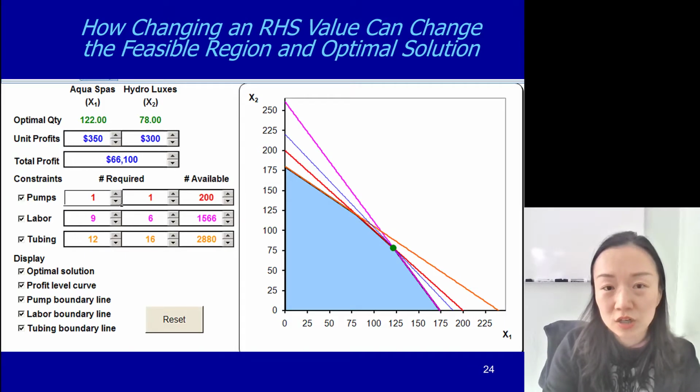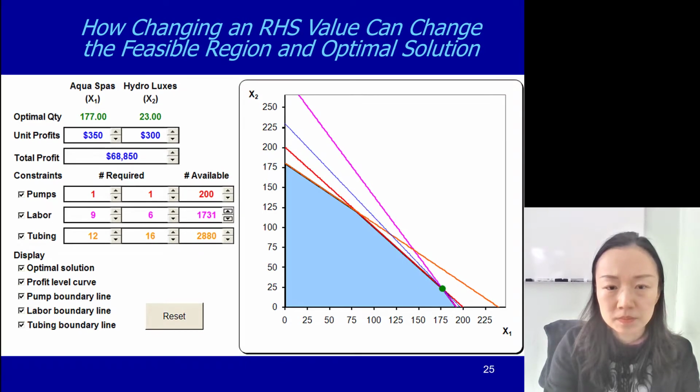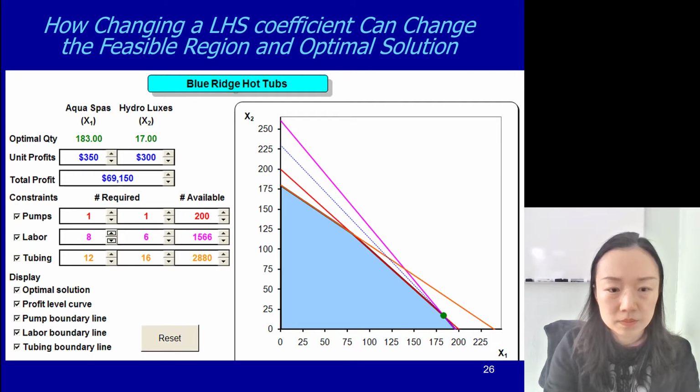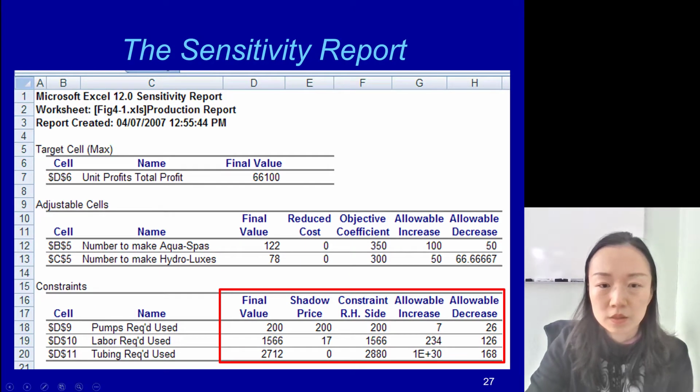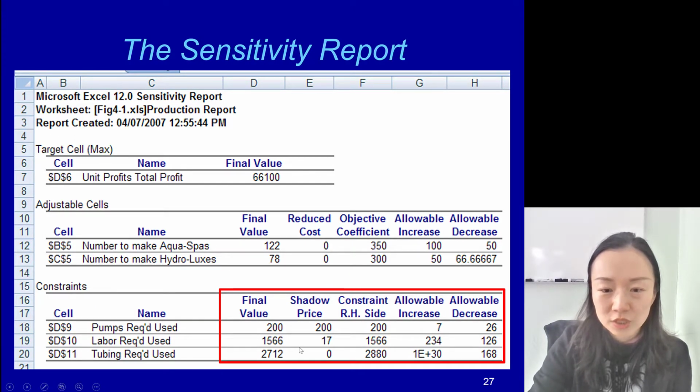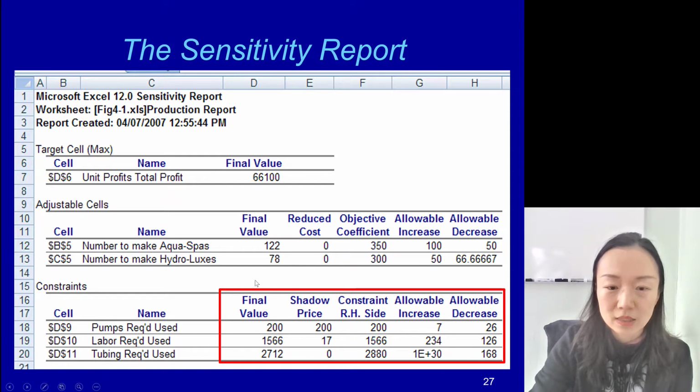So with this, let's talk about what kind of information the sensitivity report will give us regarding the right-hand side of the constraints. So we're going to move down to the third table presented in the sensitivity report. Previously, we talked about the first and the second tables, focusing on the allowable increase and decrease parts. And now we're going to move to this third table and focus on what this section indicates.